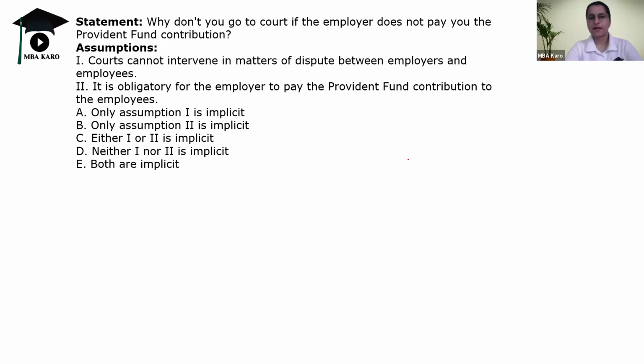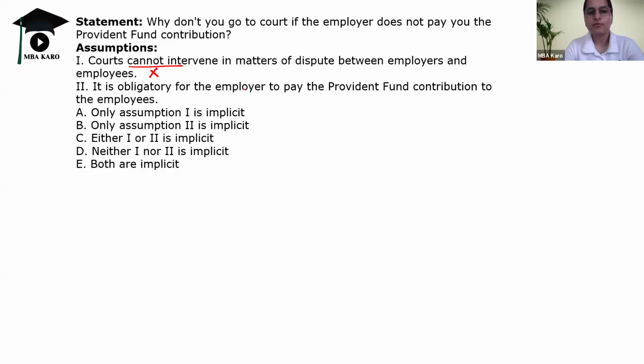Very good. Now the statement says, why don't you go to court if the employer does not pay you the provident fund contribution? Simple. Why don't you go to court? Assumption 1 says, courts cannot intervene in the matters of dispute between employers and employees. Now, if courts could not intervene, why would this statement be in existence? If the author is saying why don't you go to court if the employer is not paying you your PF contribution, that means courts can intervene. So first of all, this assumption is not supporting our statement. Anyway, it is false, right?